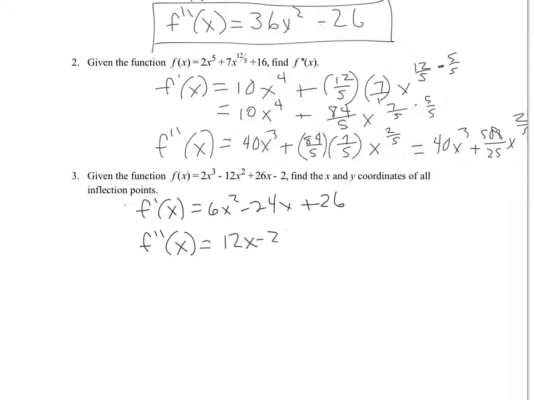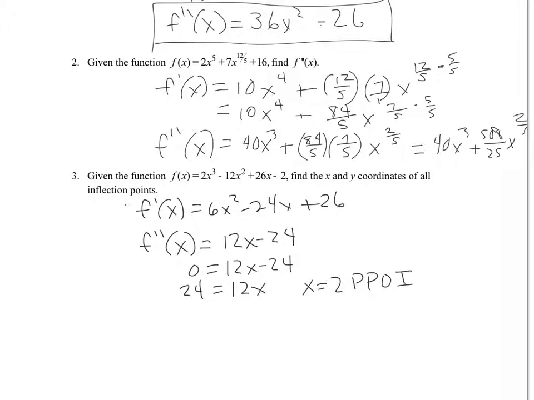12x minus 24. All right, at least it's a nice, clean, easy second derivative. So what do I do with it to look for inflection points? Exactly. 0 would equal 12x minus 24. Add 24 to each side, and if 24 equals 12x, what would x equal? That is what we call a PPOI, possible point of inflection.